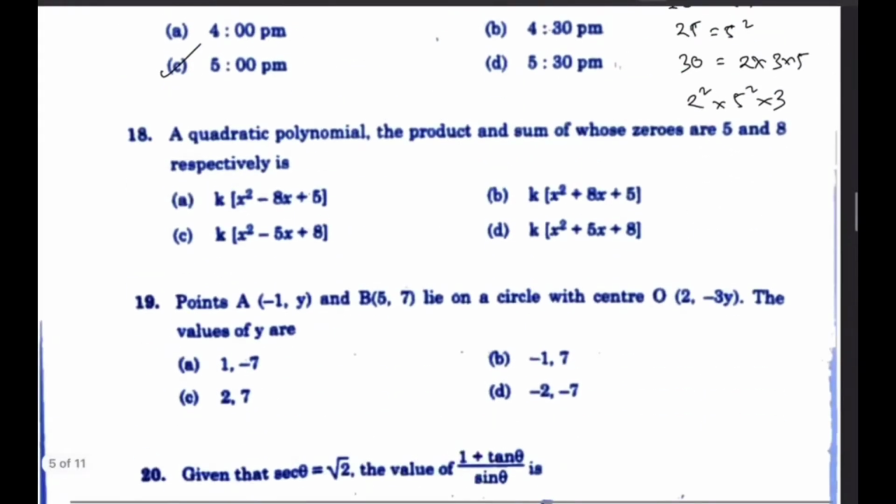So product and sum of whose zeros are, okay, so we want minus 8 and plus 5. So here we are. I'm sorry. We want minus 8 and plus 5, so A is the correct option, right?